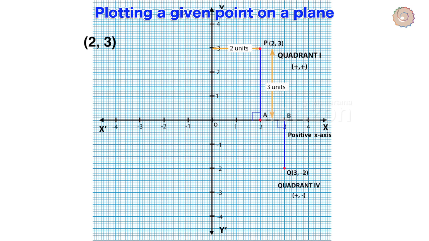Similarly, you can plot the point Q (3, -2) in the coordinate plane. The distance of Q from the x-axis is -2 units along the negative y-axis, so its y-coordinate is -2. The point Q lies in the fourth quadrant.